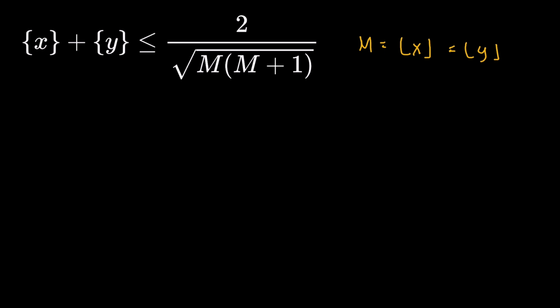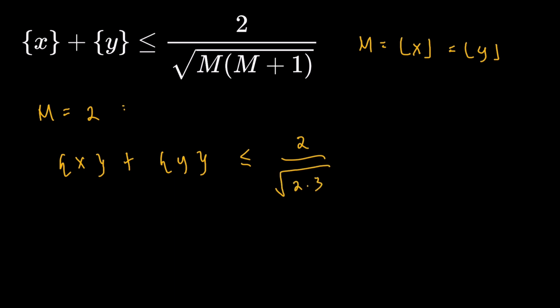Now, I'm going to show you some examples here. Let's just say I start with m equals 2. Now, x and y are at least 2. That's why I'm going to start with m equals 2. Essentially, I'm just solving the fractional part of x plus the fractional part of y less than or equal to 2 divided by the square root of 2 times 3, essentially the square root of 6. The first thing I realized is that this thing on the right side is less than 1. And that's good because none of the fractional parts can exceed 1 anyways.